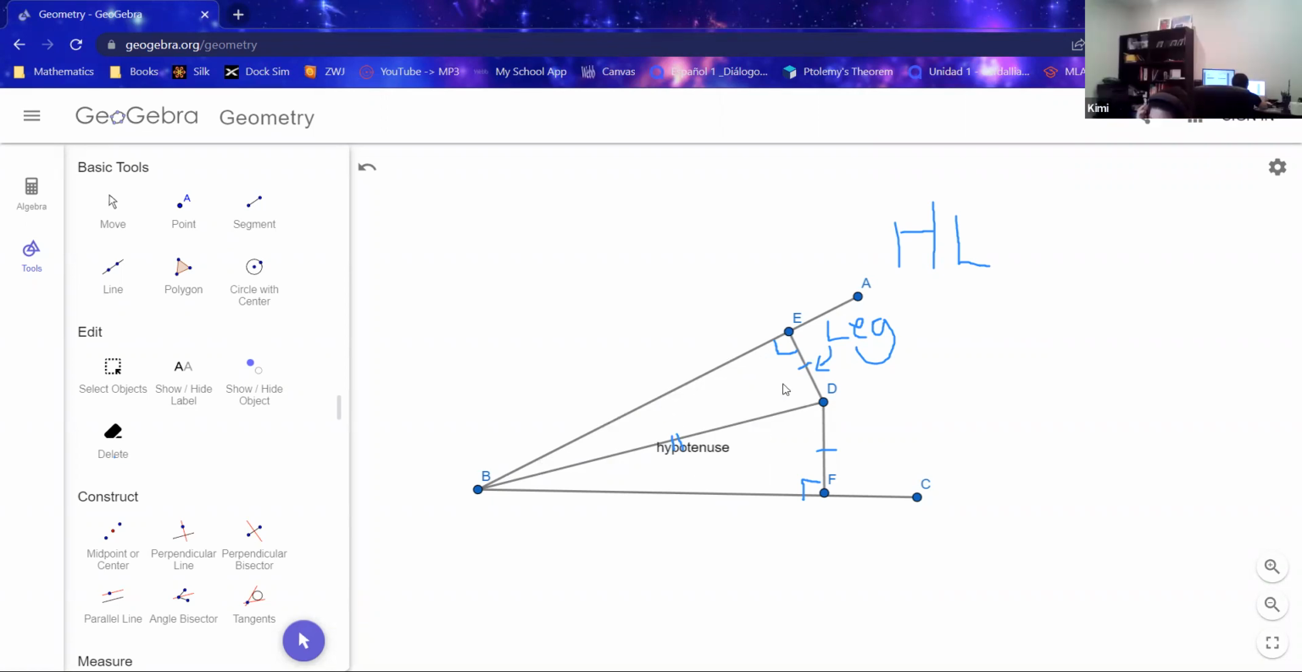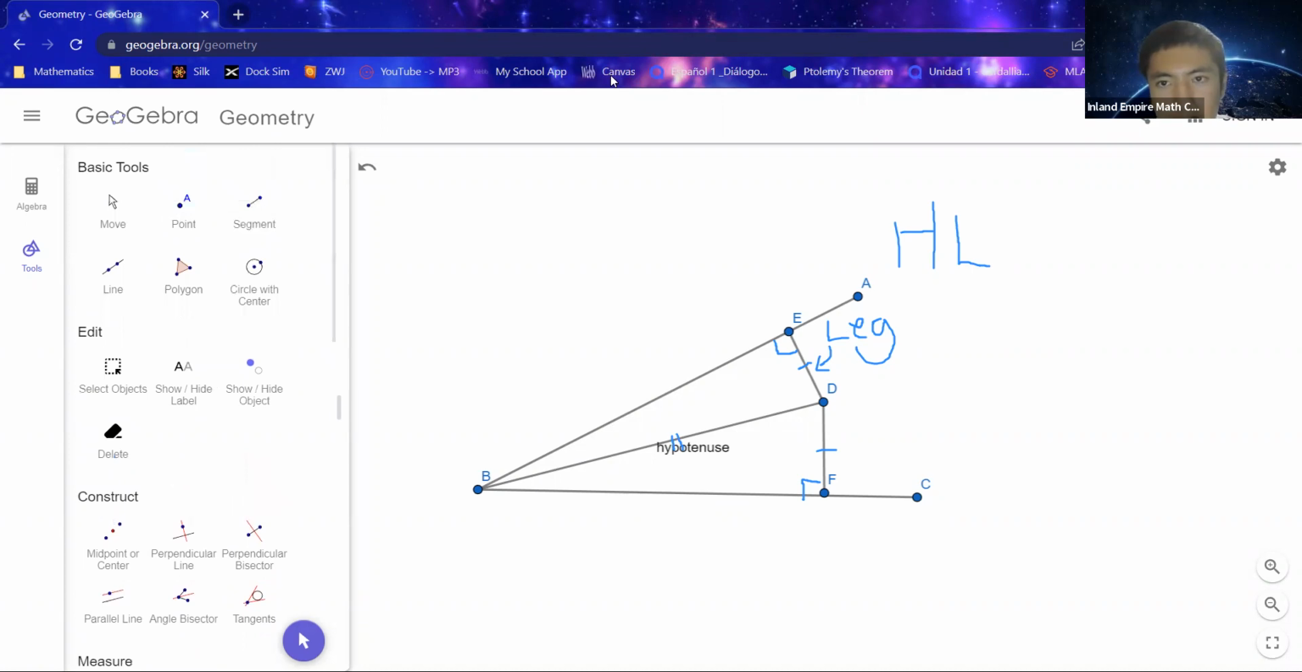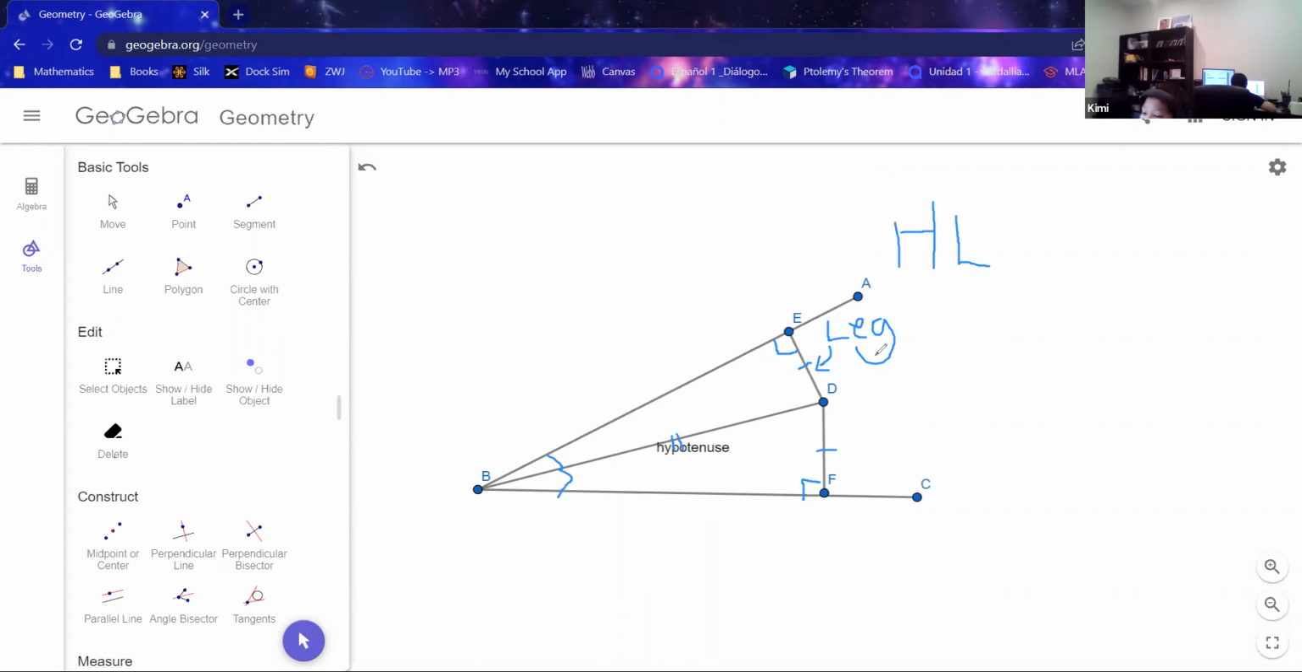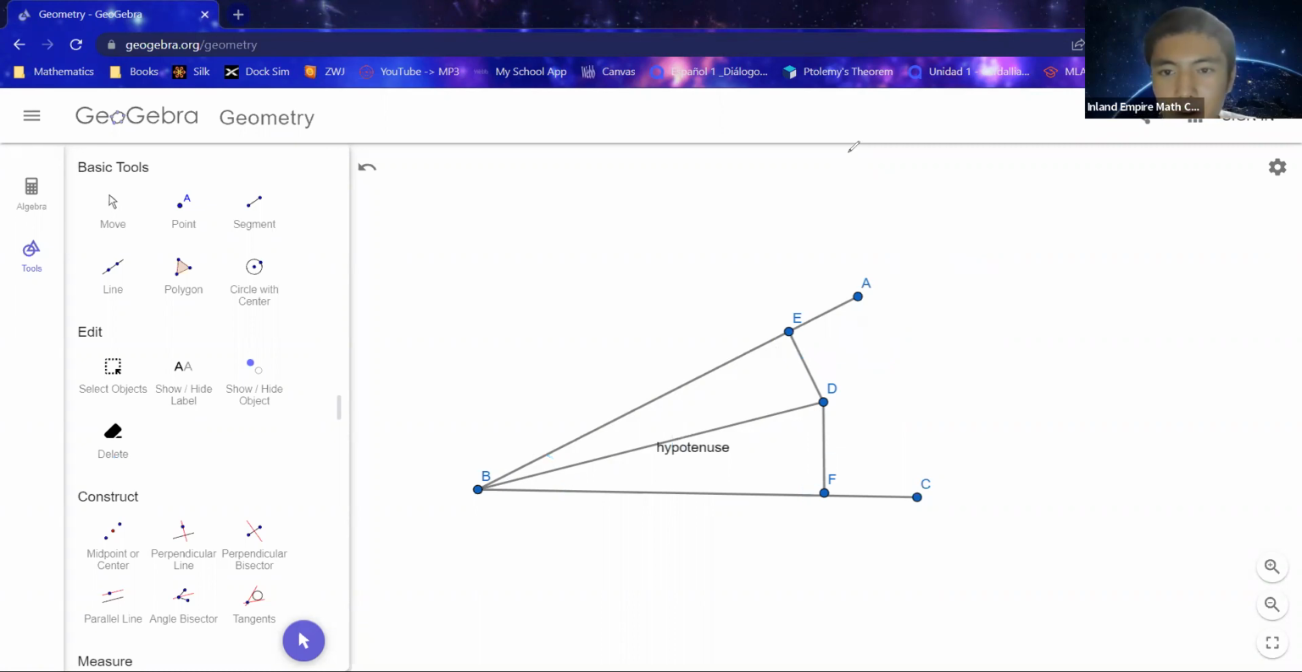Using this HL congruence theorem, we can conclude that these two triangles are congruent, which means these angles are equal. So D is on the angle bisector of ABC. Does that make sense to everyone? Yes. All right, guys, I promise we're really close to solving that problem. We just have to get through one more concept, okay? I promise, one more concept.